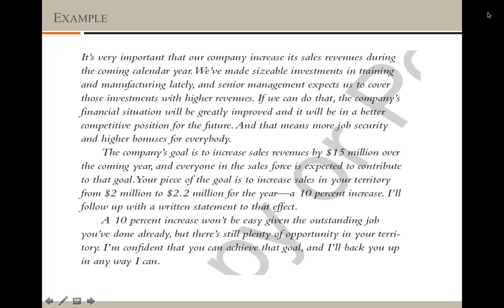Now this is one of the examples. I'll just read it out. It's very important that our company increases its sales revenues during the coming calendar year. We have made sizable investments in training and manufacturing lately, and senior management expects us to cover those investments with higher revenues. If we can do that, the company's financial situation will be greatly improved, and it will be in a better competitive position for the future, and that means more job security and higher bonuses for everybody. So this is how one of the managers is describing the goals to his employees.